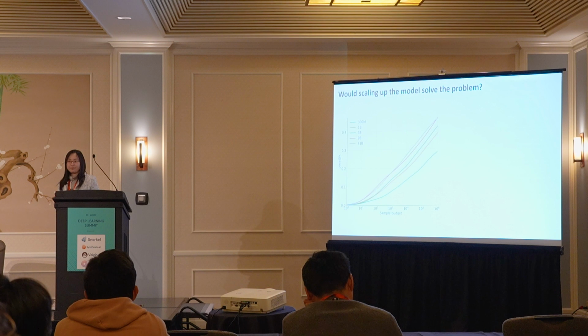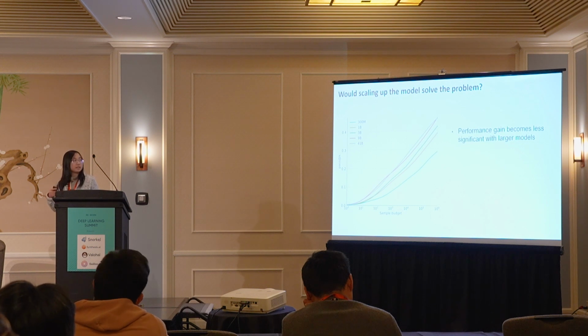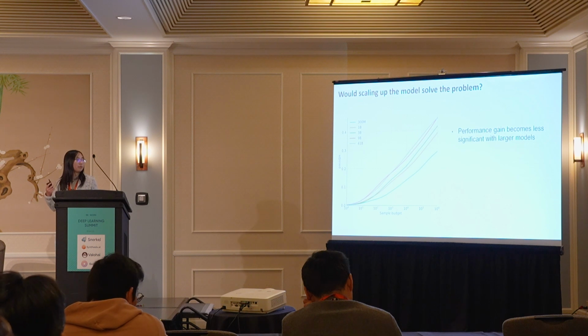To answer this question, here I'm showing some scaling curves by comparing different AlphaCode models with different sizes. If we compare these curves, we can see that the performance gain becomes less and less significant with larger models. Especially if we compare the 9 billion and 41 billion models, they are pretty similar, although the 41 billion model is nearly 5 times larger than the 9 billion model.